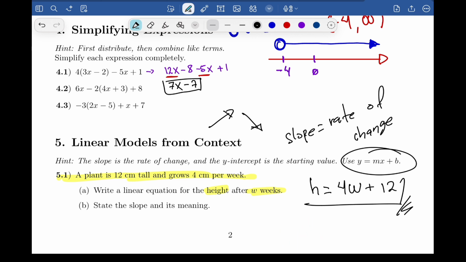State the slope and its meaning. Okay, so state the slope. What is the meaning of the slope? We already know that this is the rate of change, but used in this context it is growing 4 centimeters per week, and that's it.